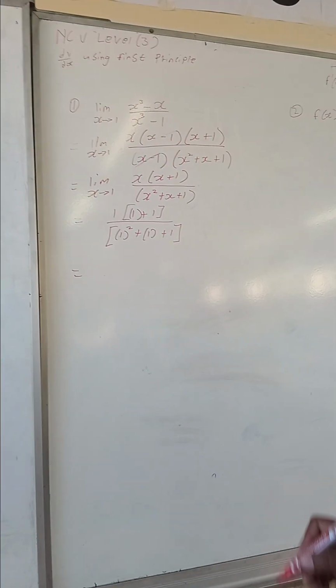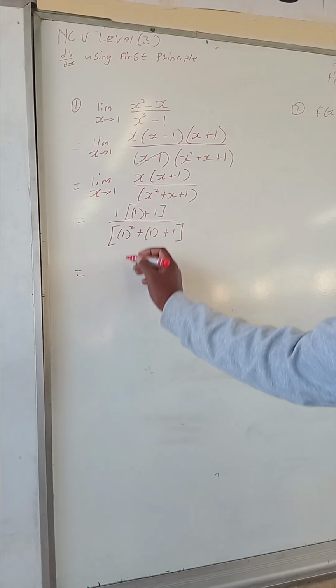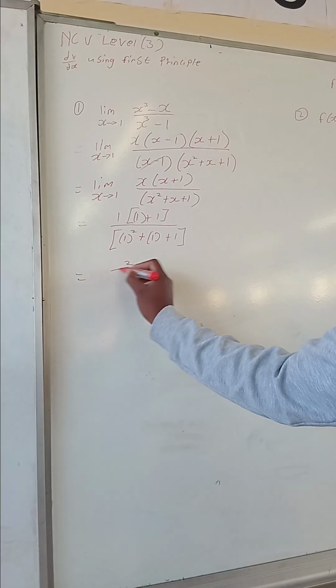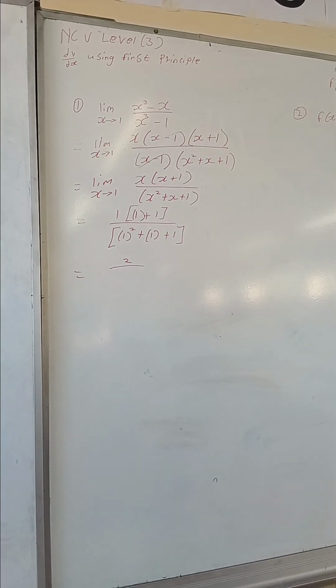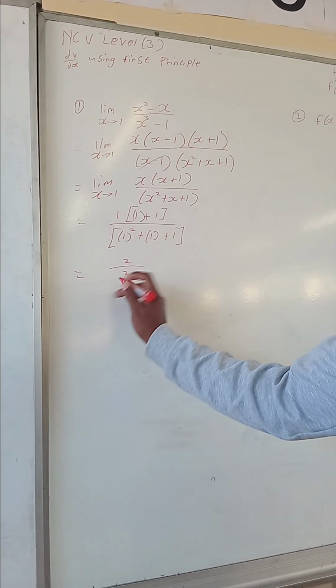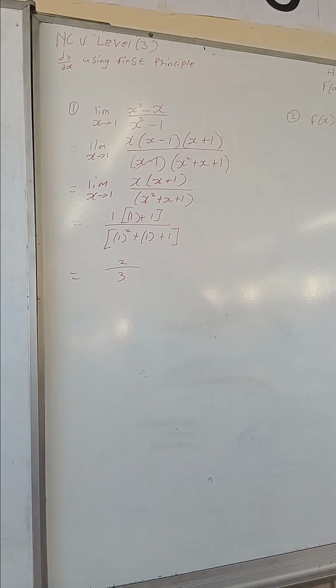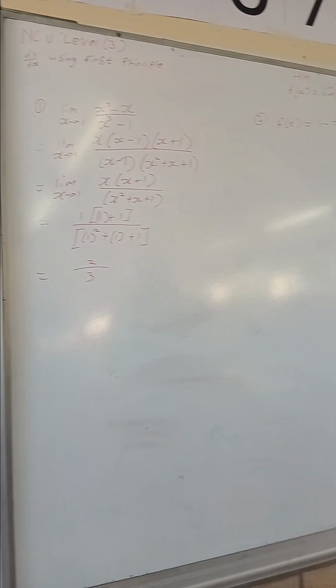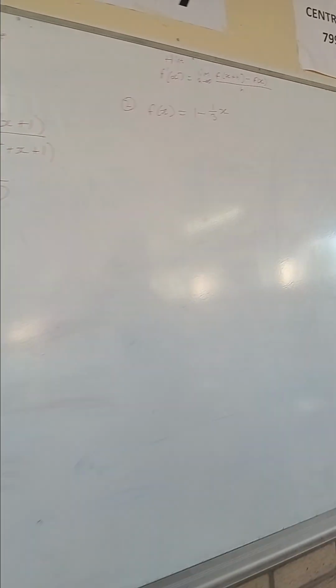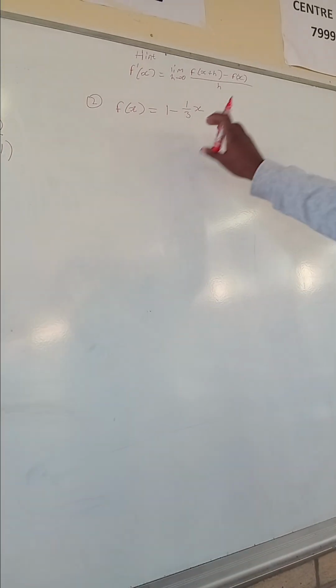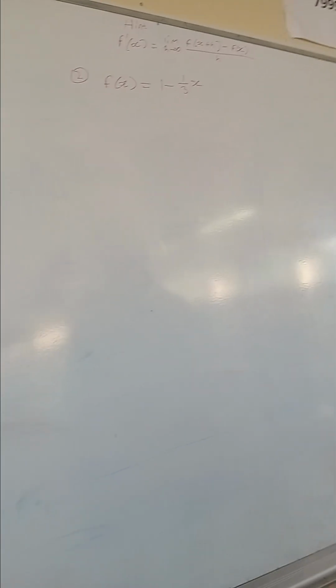So if we try to simplify, at the numerator we're going to have 2. Then on the denominator, we're going to have 3. So this is our final answer for example number 1. So let's go to example number 2. Example number 2 will be solved as follows.